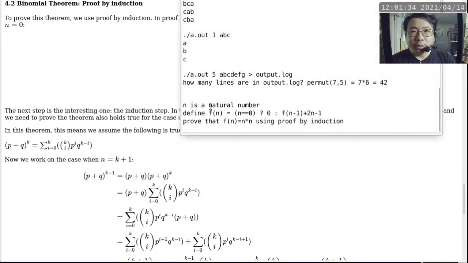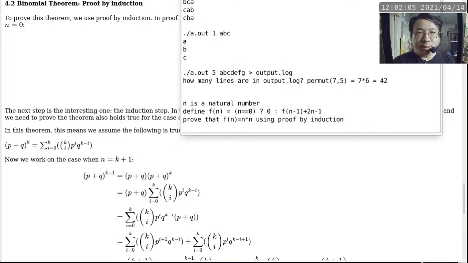All right, so when you look at this f of n as a recursive function, it doesn't look like n squared at all. But I claim that f of n is n times n, and I want to use proof by induction to show that is the case. It is an example of how to use proof by induction as a concept.